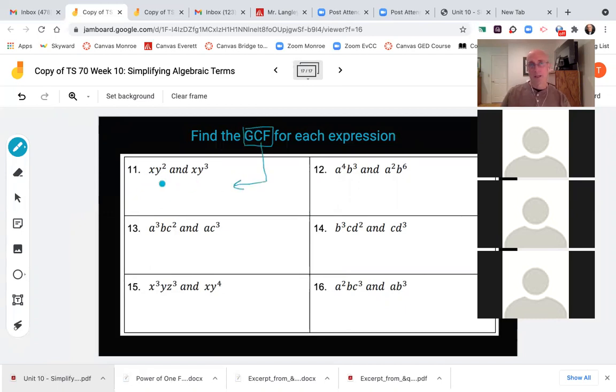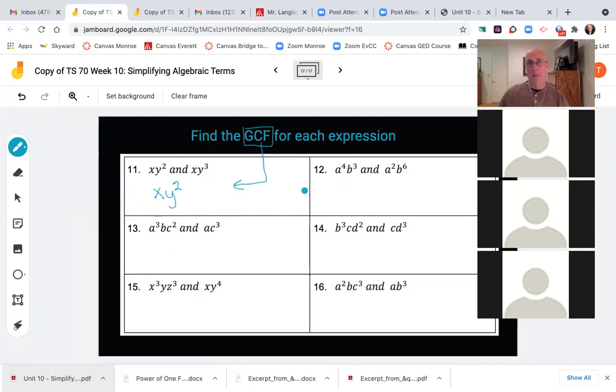Do they both have x? Yeah, so that's in common. In common means they both share x. Do they both have y's? Yeah. This one has y squared, and this one has y to the third. This is just like the one we just did. x y squared. That is what they'll call the greatest common factor. They both share x, and they both share y squared, but this one has y to the third. So anyway, that was 11.